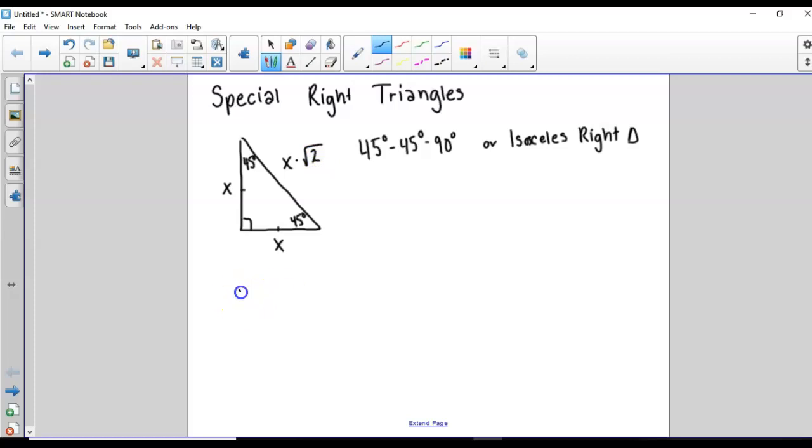Okay, so an example that you might see. You might have a triangle that looks like this, and they might tell you that the length of this side right here is 5, and they might ask you for the hypotenuse. I could set up a trig equation for that, but if I know 45, 45, 90 triangles, I know that the leg times the square root of 2 gives me the hypotenuse. So x would just equal 5 square root of 2. And we can do that really quickly.